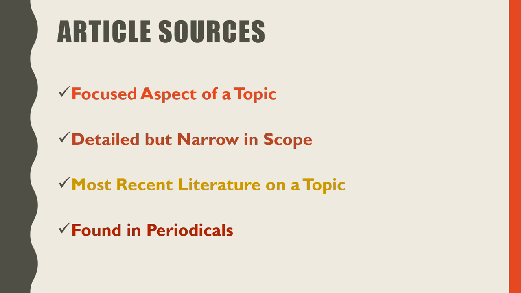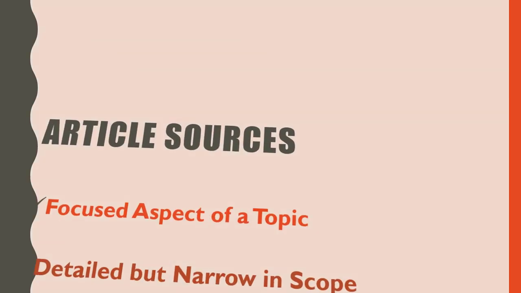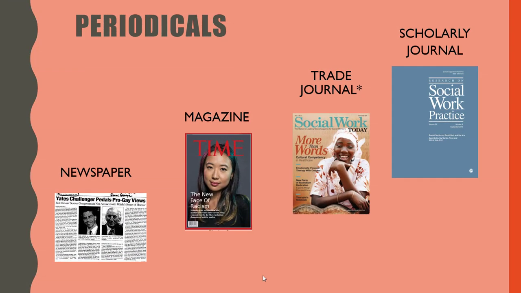Not everyone knows what is meant by a periodical, so we're going to take a closer look. Periodicals are publications that come out at regularly stated intervals, and they have no intention of ceasing. So it might come out daily, weekly, or monthly. It can vary. One example would be the newspaper.